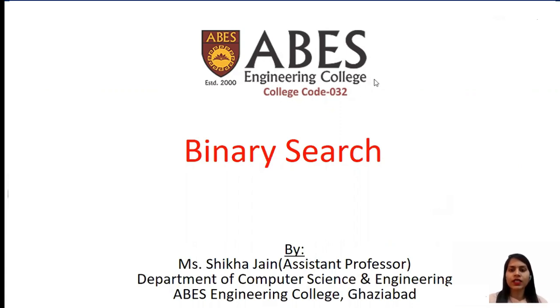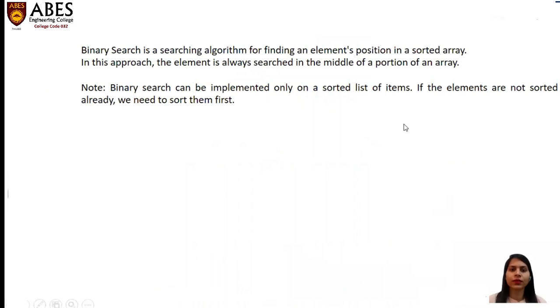What is binary search? Binary search is an algorithm for finding an element's position in a sorted array, or to find whether the element is present in the array or not. In this approach, the element is always searched in the middle position of the array. The prerequisite of binary search is that the elements must be sorted. If the elements are not sorted in the array, then we need to sort them first, right?